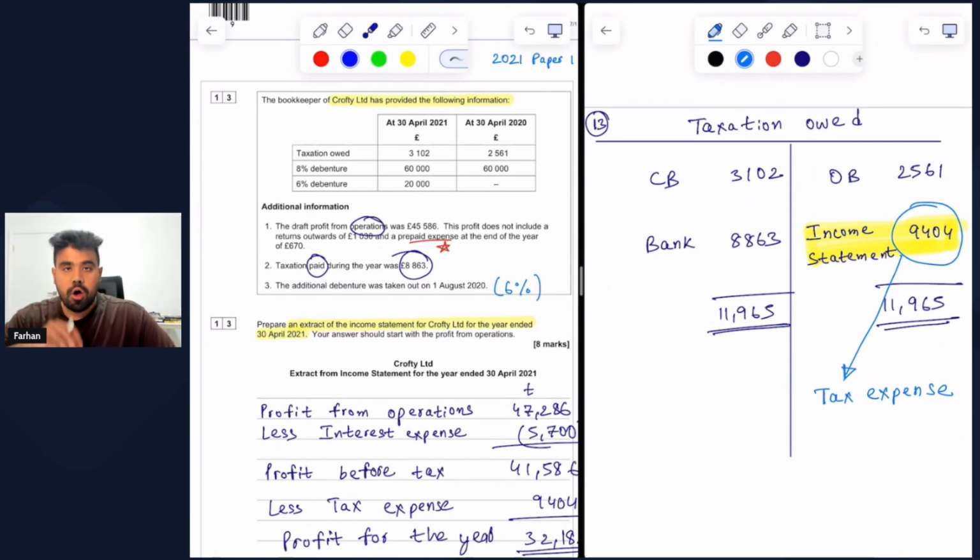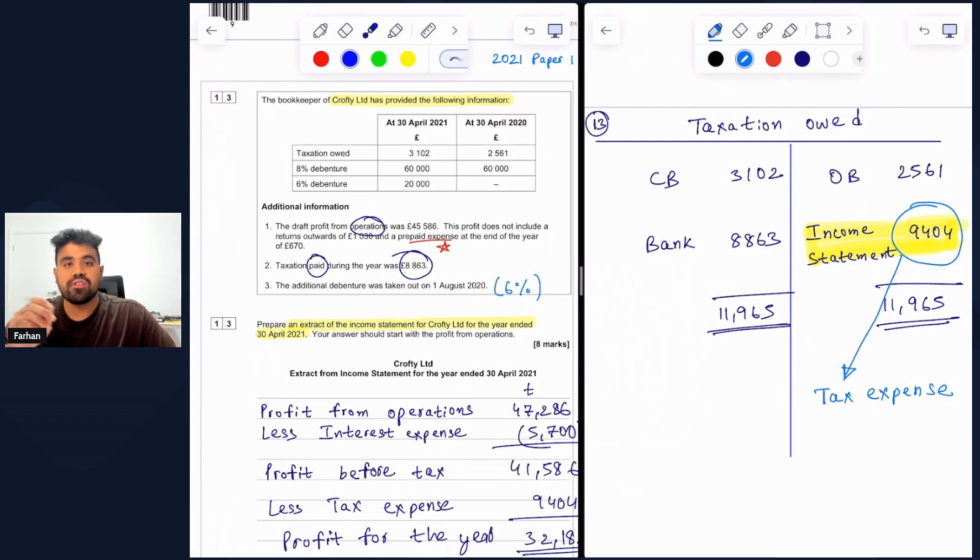So taxation owed refers to the tax obligations for Crofty Limited. In other words, this is also known as the tax liability. So this is a liability account. So what we are doing here is preparing a T account or a ledger account for taxation owed.